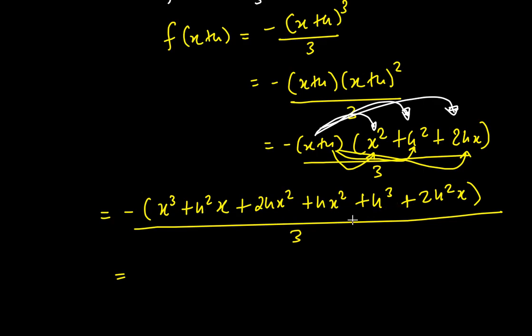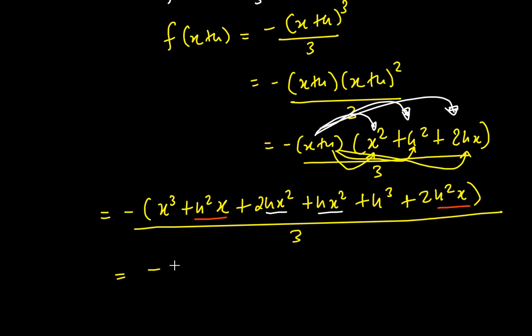So now that we have this, we're going to check out our like terms. If you check, you have h squared x, and you have h squared x. Then what also do we have? We have hx squared, and then we have hx squared. Those are our like terms. So we're going to collect them.